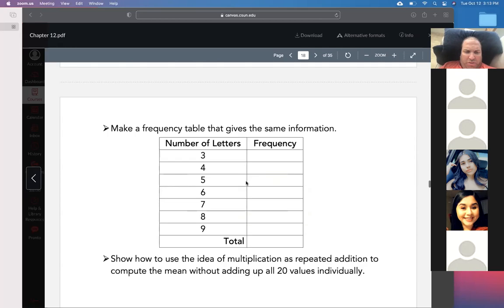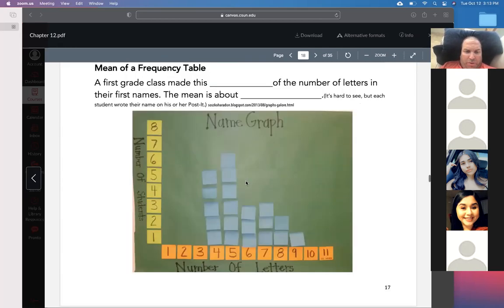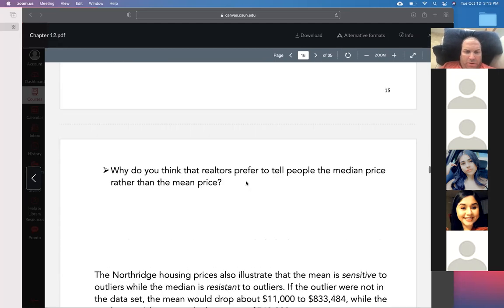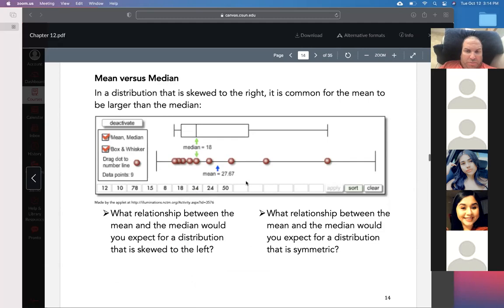We have a ways to go and we're just about done with the class, so we'll stop here. On page 14.